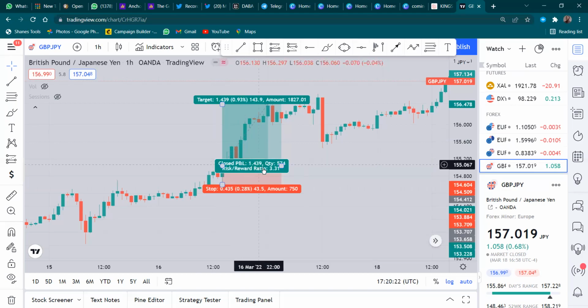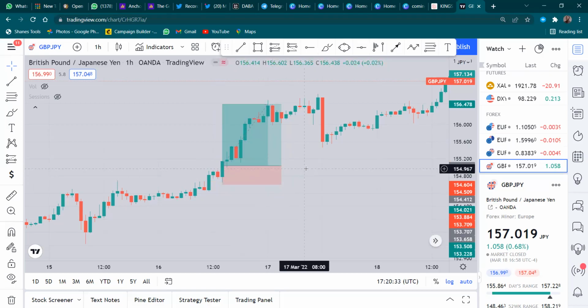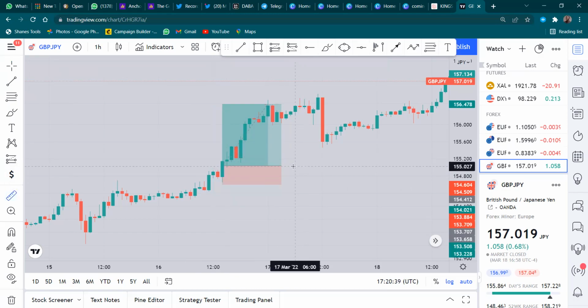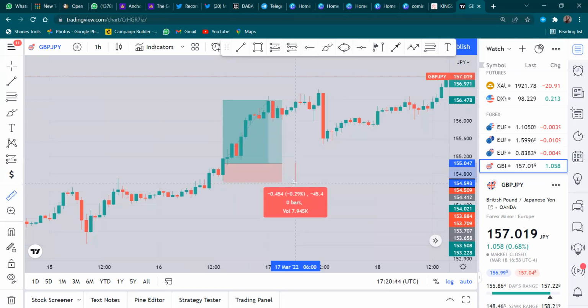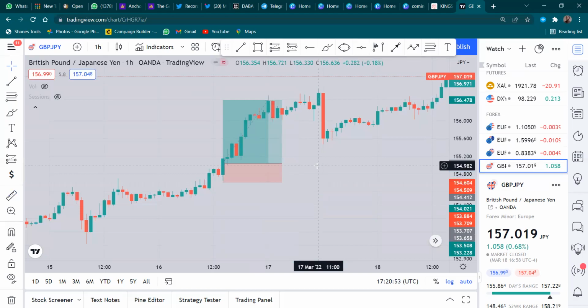And now if you look, this is a 1 to 3 risk to reward ratio. This 3 is the reward ratio, 3.31. That means that, let's say you use a standard lot size and you enter your trade from here. Now from here to this point, this is 44 pips. Let's say that we use a mini lot size, which is 0.10.